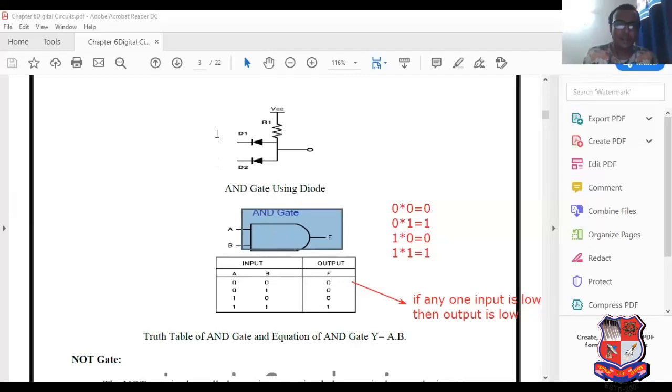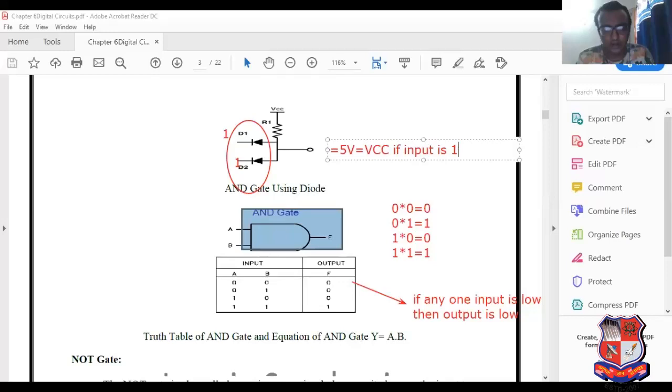Now see, if we apply one input here and one input here, the scenario is changed. The 1 is applied to the N terminal, so the diode acts as reverse biased. So the direct supply voltage is obtained at the output. So the output equals VCC, 5 volt, if the input is 1 1. So this is the correct explanation of the AND gate.